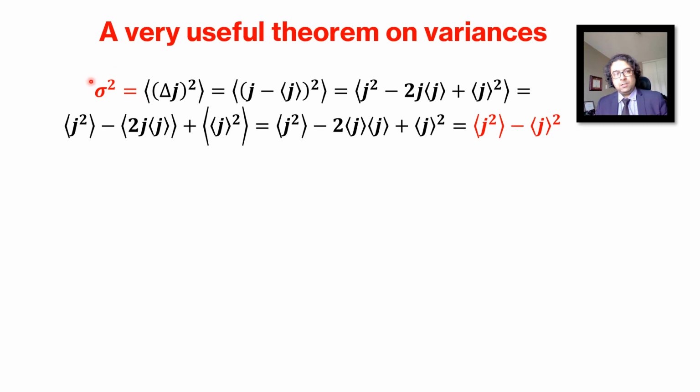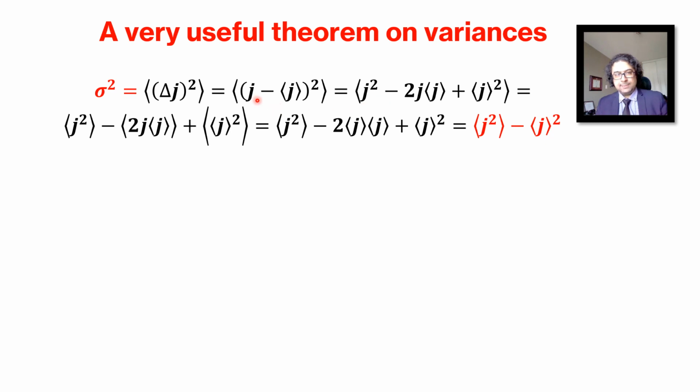Now, based on this, I'm going to introduce a very useful theorem of variances. So let's say we start with the variance, which is the standard deviation squared. If you recall from the previous slide, the standard deviation squared, or in other words, the variance, is the average of the square of the deviation from the average. So I'll just take this deviation from average and replace it by what it is, j minus the average of j. Then I'll have to square it and then take the average of the entire thing.